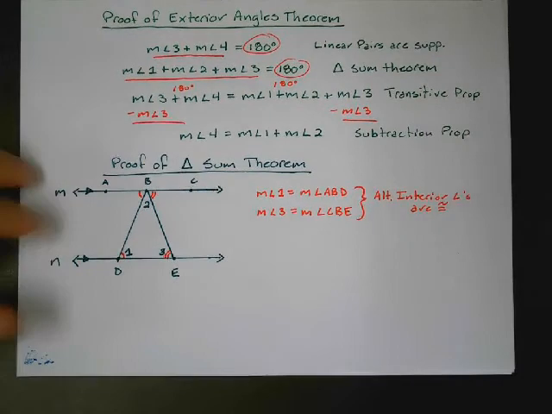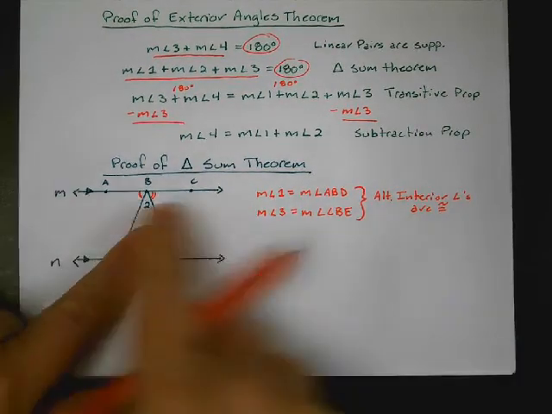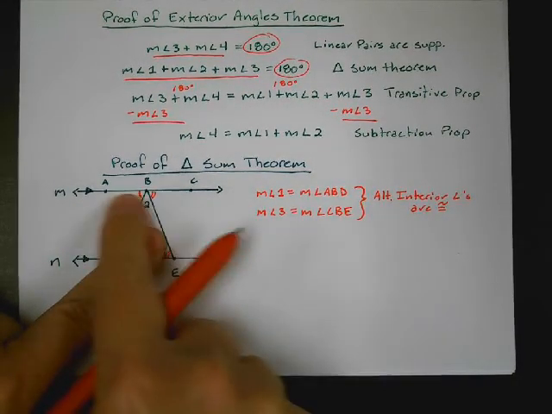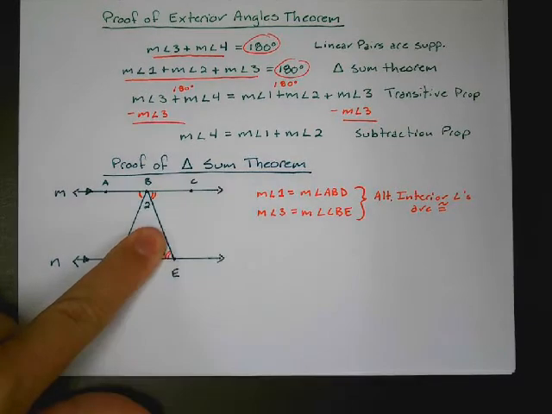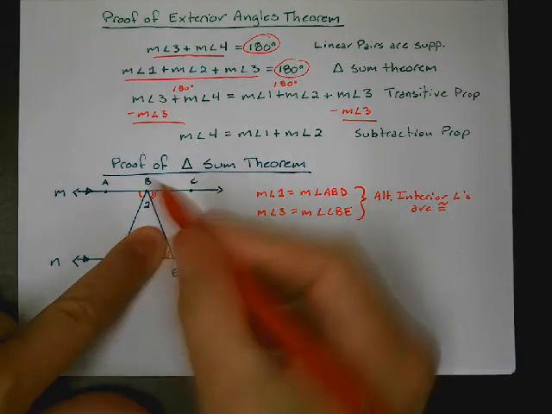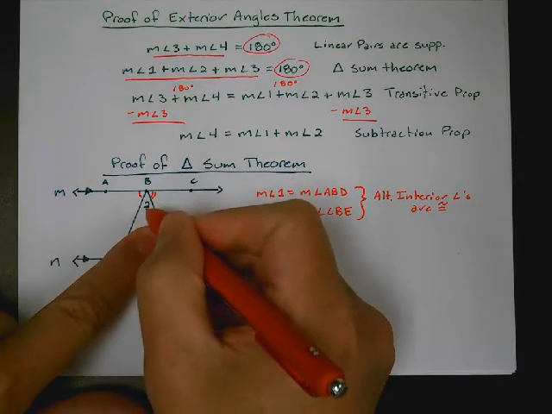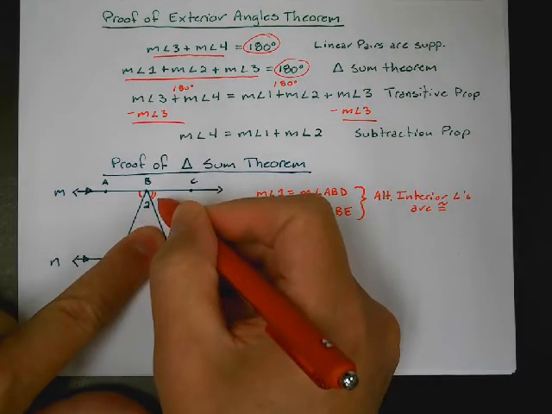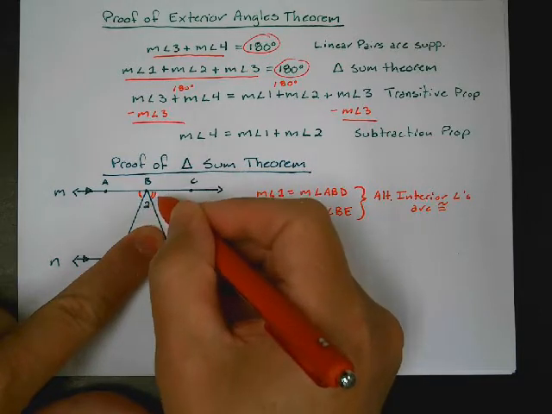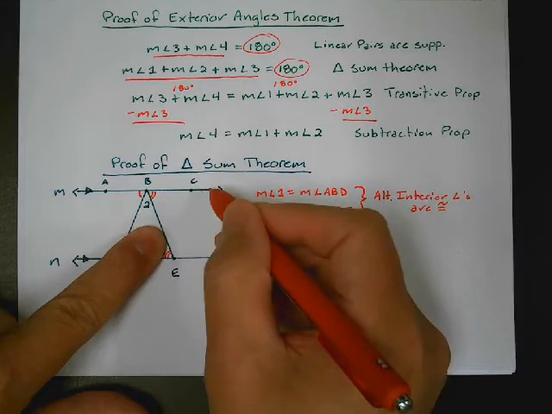All right, we're getting there. Now let's look at the top. This line up here is a straight line. That means it has 180 degrees in it. Now, this angle, and this angle should all add up to 180 degrees, right? So this one, and this one, because together they make a straight line.